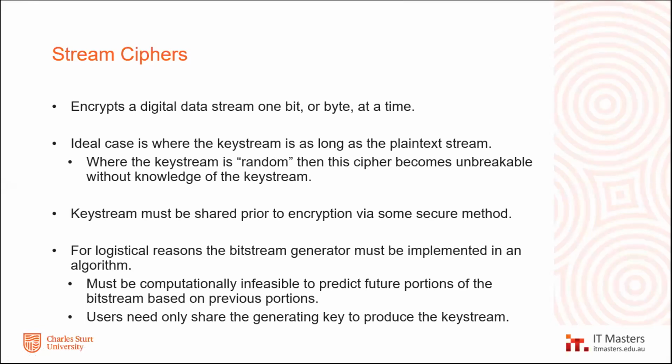Same as in the example, the rail fence of the Vigenere cipher that we just looked at. If the key stream is random, so literally random or even pseudo-random numbers, then the cipher pretty much becomes unbreakable without having knowledge of what that key stream is. So stream ciphers are really, really strong. The key stream must be shared prior to encryption by some other secure method.